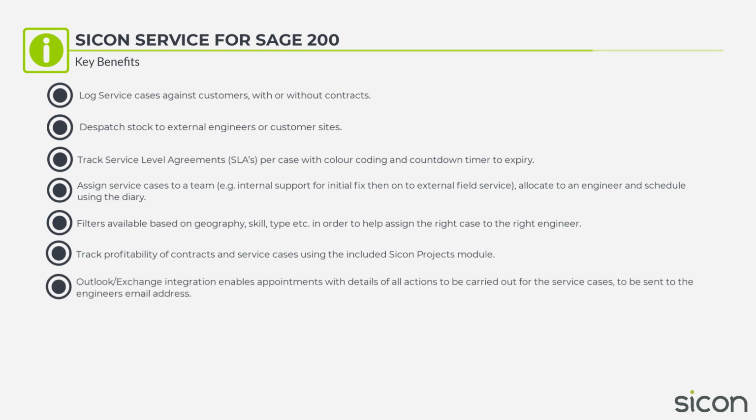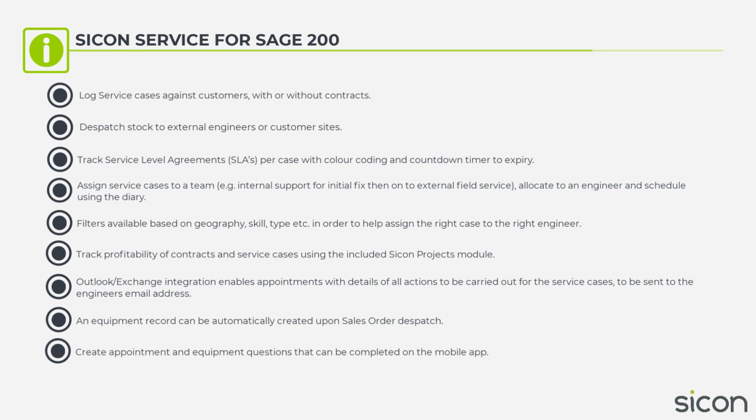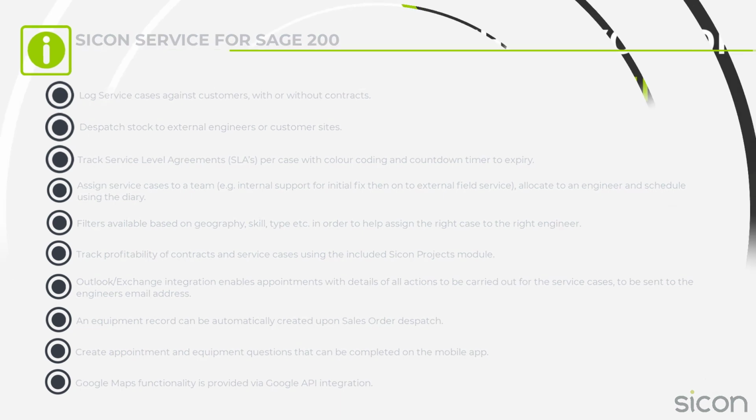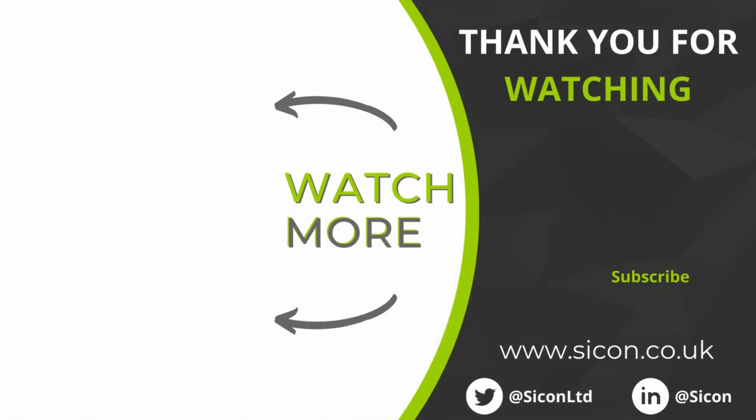Outlook Exchange integration enables appointments with details of all actions to be carried out for the service cases to be sent to the engineer's email address. An equipment record can be automatically created upon sales order dispatch. Create appointment and equipment questions that can be completed on the mobile app. Google Maps functionality is provided via Google API integration. This is just a sample of the functionality that's available.